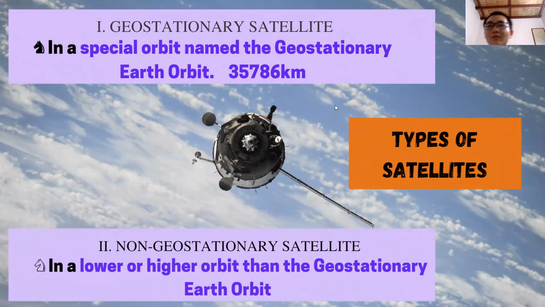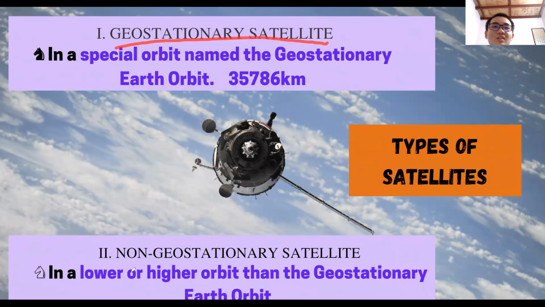So now we move to the third part of our learning today, which is types of satellite. Satellites can be divided into natural satellites and artificial satellites. Artificial satellites can be further divided into geostationary satellites and non-geostationary satellites. A geostationary satellite, or GSS, is in a specific orbit named geostationary Earth orbit, around 35,786 kilometers from the Earth's surface. A non-geostationary satellite, NGSS, is on a lower or higher orbit than the geostationary Earth orbit.